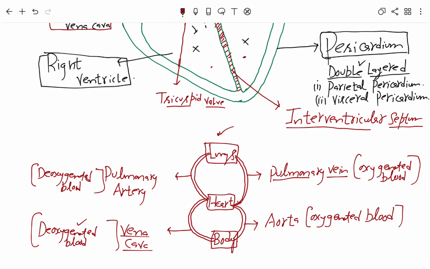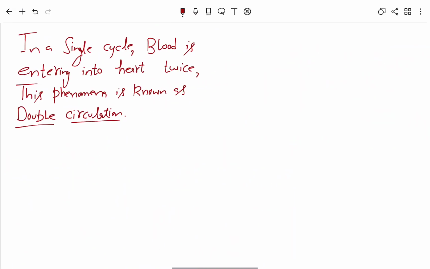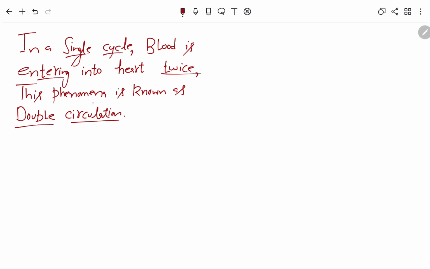And one more thing we need to mention over here, that in a single cycle blood is entering into heart twice. This phenomena is called as double circulation. Okay, so in a single cycle blood is entering into heart twice. This phenomena is called as double circulation.